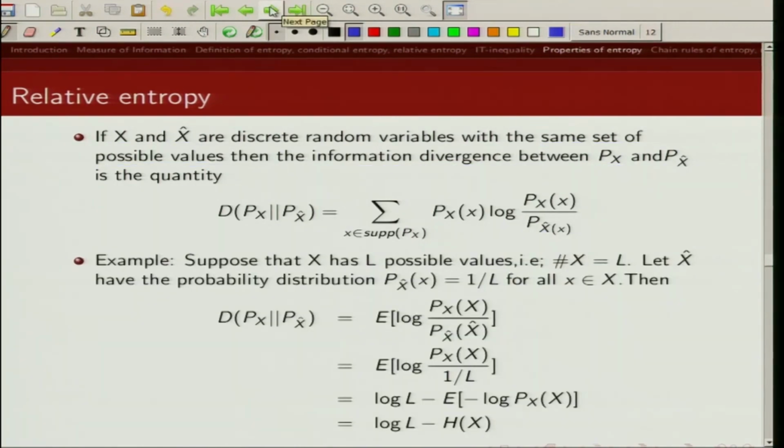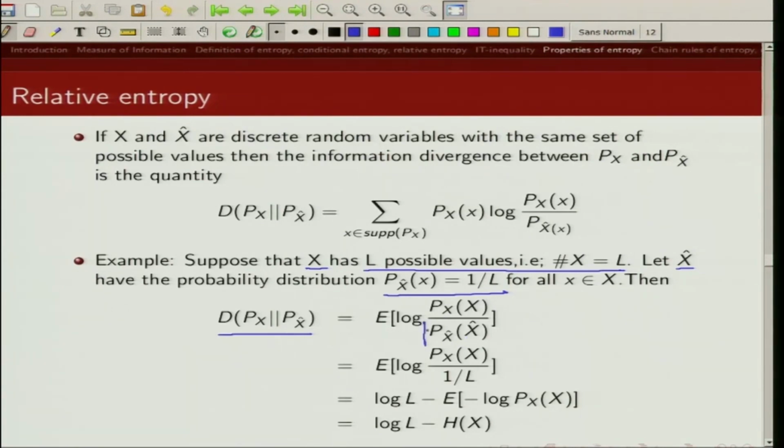So let us take a simple example to compute relative entropy. We have a random variable x that takes L possible values. We have another random variable x hat which is uniformly distributed, so p of x hat is 1 by L for all x belonging to the alphabet. Now how do we compute the relative entropy between p of x and p of x hat? That is the expected value of log of p of x divided by p of x hat.